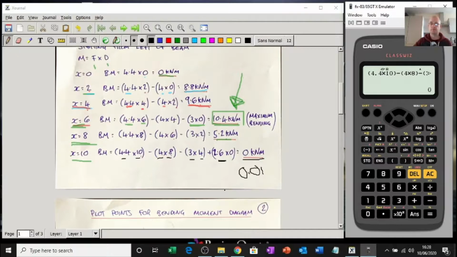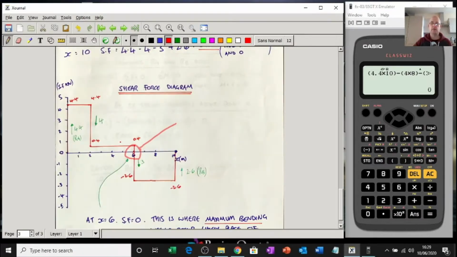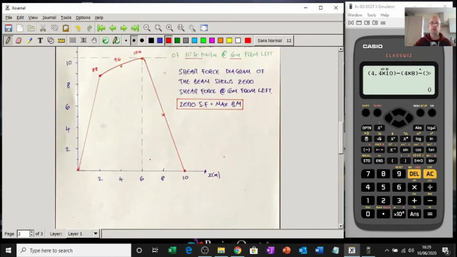0. So that's one way of checking to see if your reactions are correct and your bending moments are correct because it comes back to 0. So this makes a bit of sense to me because we worked out the maximum bending moment was x equals 6 in our shear force diagram of the same problem. So yes, I'm quite happy that we're correct.